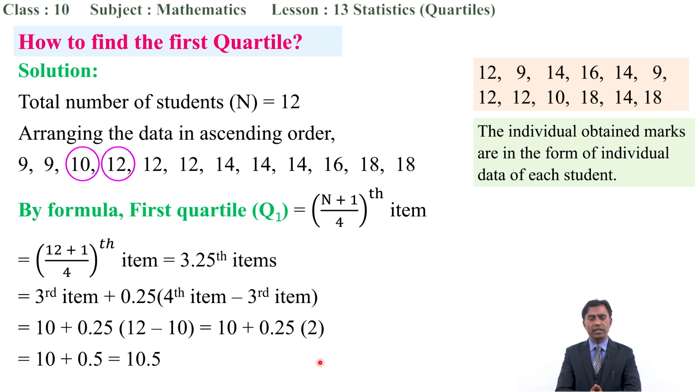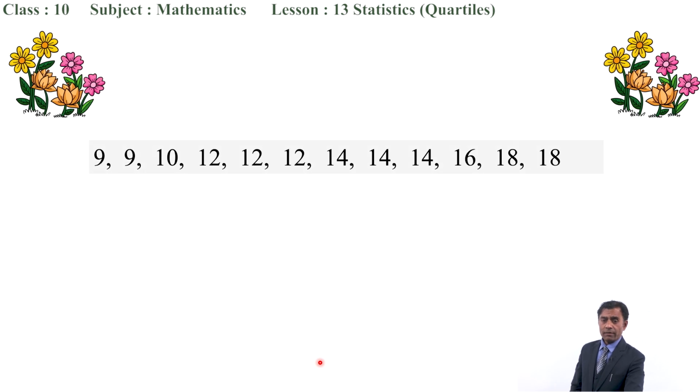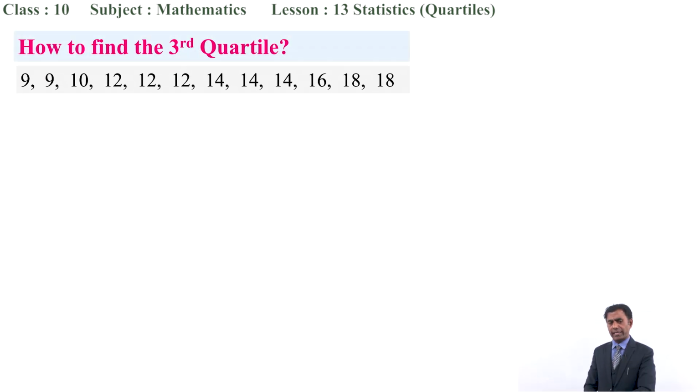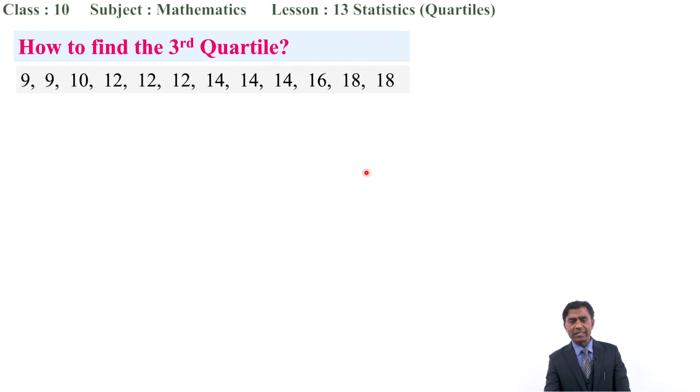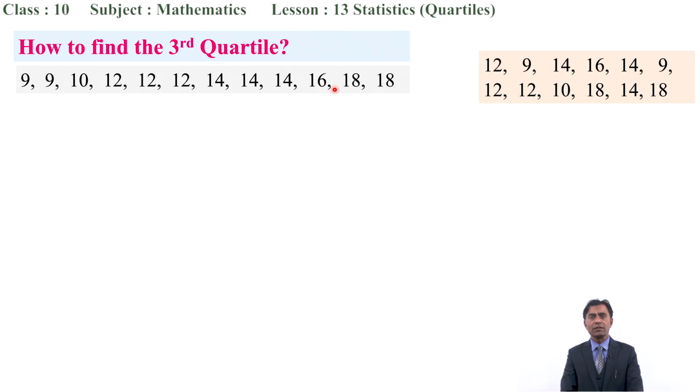For the given individual data, we find Q1, which lies between the third item and the fourth item, and its value is 10.5. After that, let's see how to find the third quartile for the same data. Look at the same data in arranged form. The given data was given randomly, and for the same data for which we found the first quartile, let's find the third quartile.